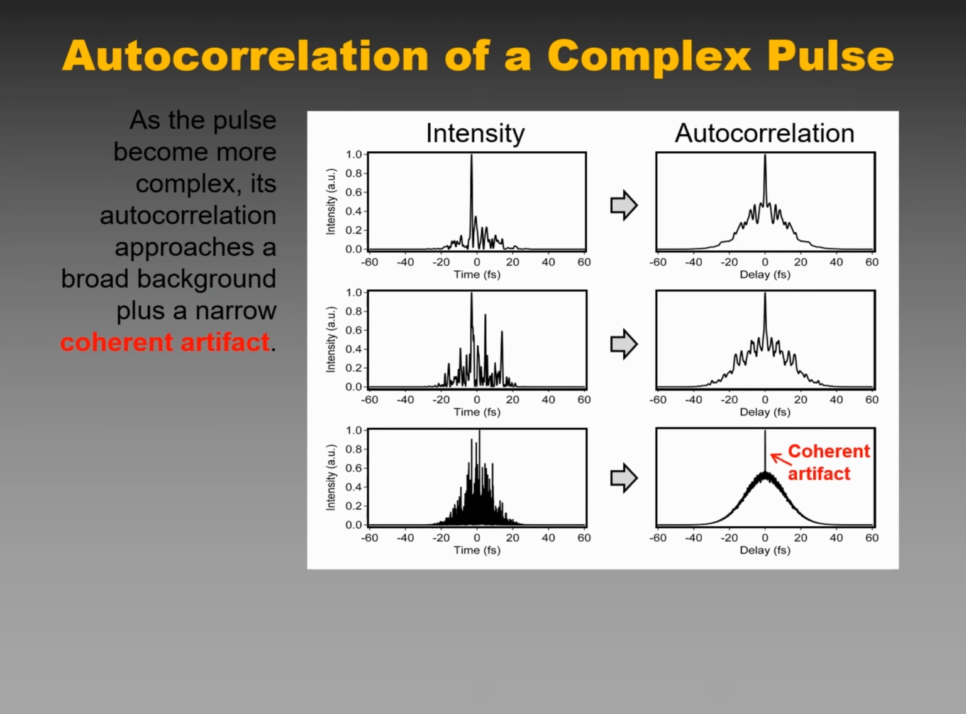Here are three pulses of varying complexities and their autocorrelations. Notice that as the pulse becomes more complex, its autocorrelation approaches a broad background plus a narrow spike atop it, called the coherent artifact. So as the pulse becomes more complex, the autocorrelation actually becomes simpler. As a result, it's easy to see that retrieving the intensity from the autocorrelation is fundamentally impossible. Simply put, information is lost.